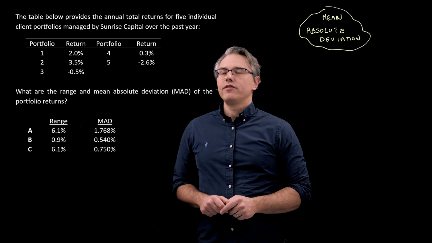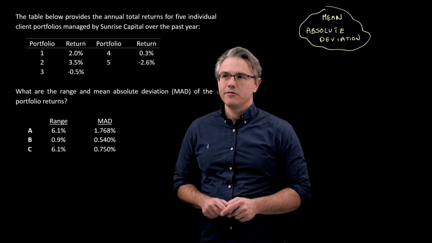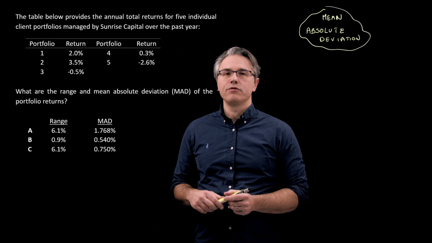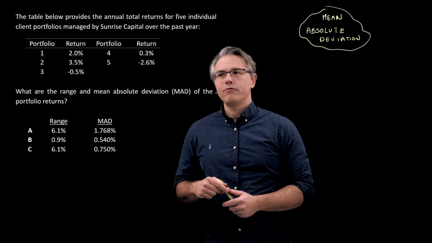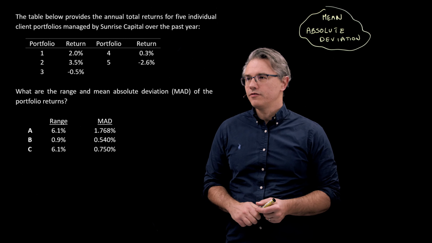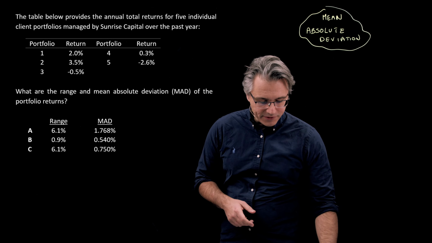The table below provides the annual total returns for 5 individual client portfolios managed by Sunrise Capital over the past year. 5 portfolios and 5 returns observations. What are the range and mean absolute deviation, or MAD, of the portfolio returns? 3 options follow. Okay, let's start with the easy one.